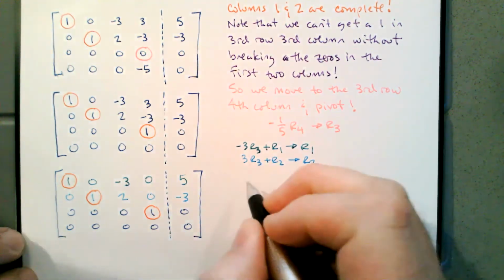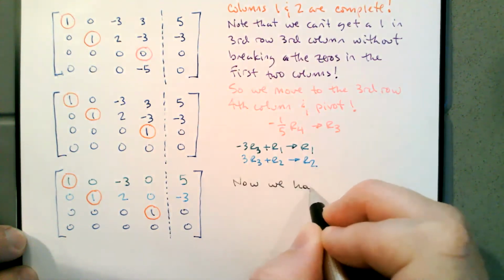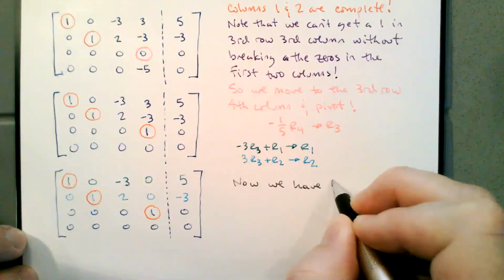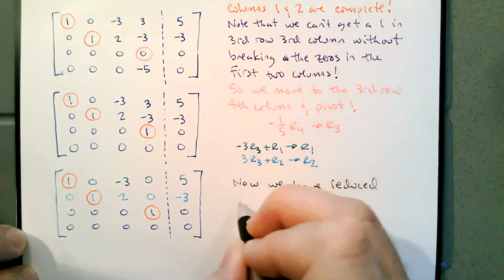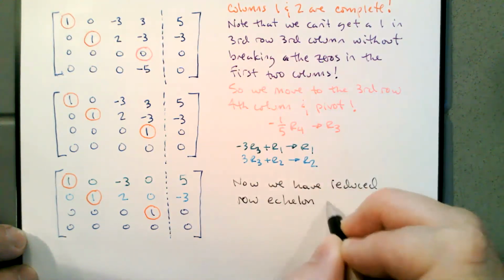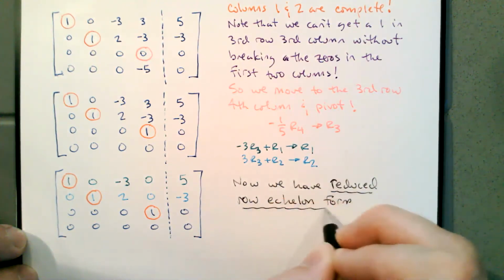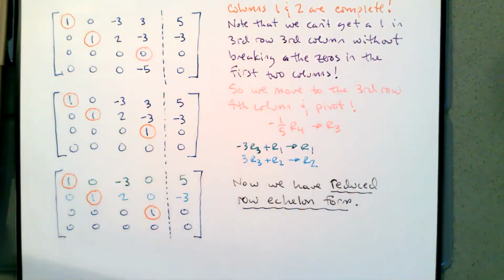So here, now we have reduced row echelon form. All the rows of zeros at the bottom. Each pivot column has a 1 in the pivot position and zeros everywhere else.